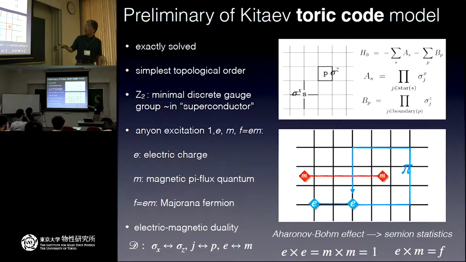Both the electric charge and the magnetic flux behave like bosonic operators. However, when you move one electric anyon around a magnetic flux in a circle, you will get a non-trivial phase, which indicates that the mutual statistics between electric charge and magnetic flux are semionic statistics.